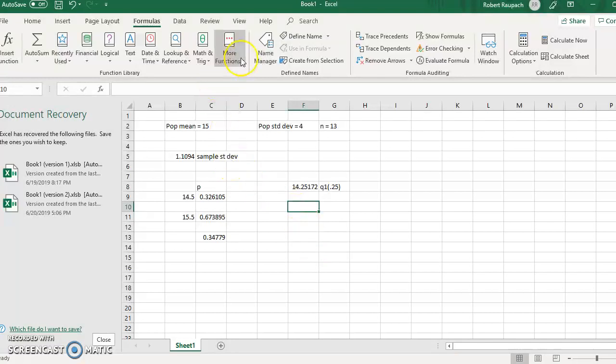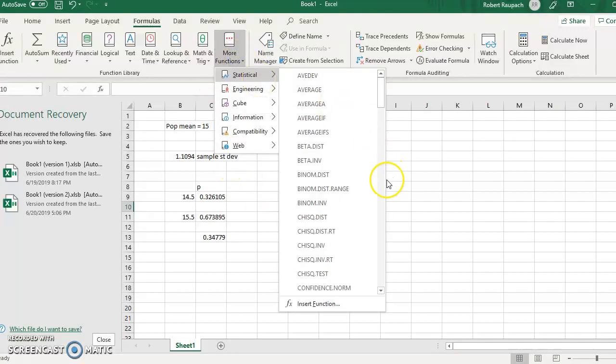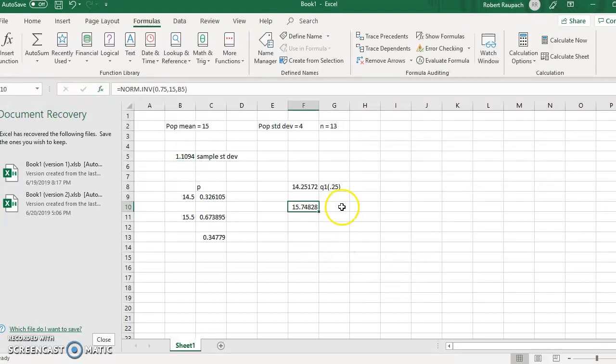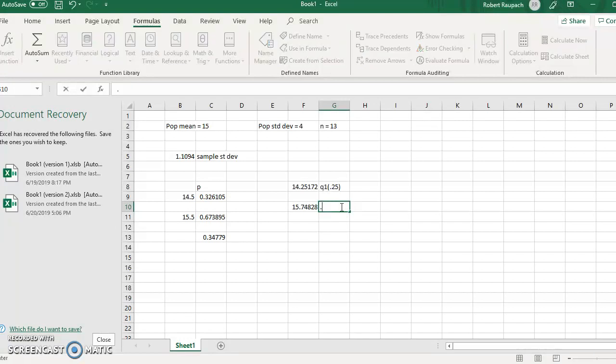And again, I'm using norm inverse. So more functions, statistical, norm inverse. There we go. Okay, probability now 0.75, not 0.25. Mean, the same thing, 15. And again, grab the standard deviation that's already calculated for you. Hit OK. All right, so that's 0.75 or Q3, okay? All right, so I'm going to put Q3. That 0.75 makes it look like something that I calculated or something.